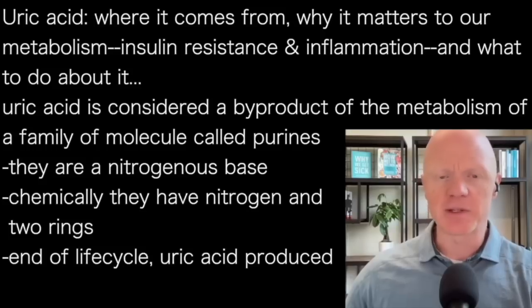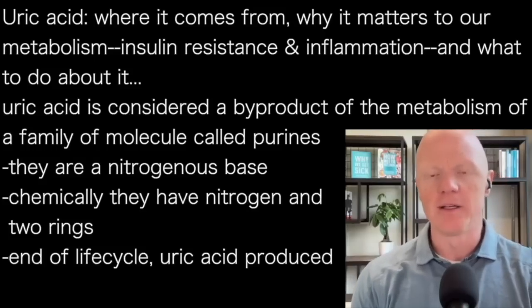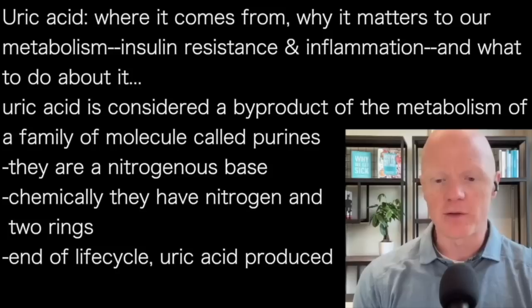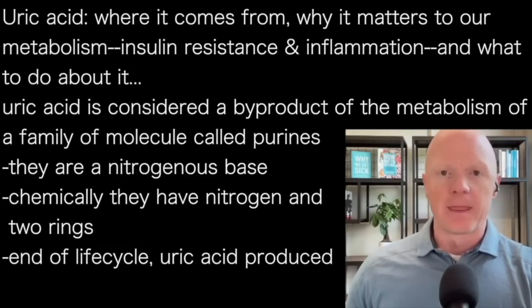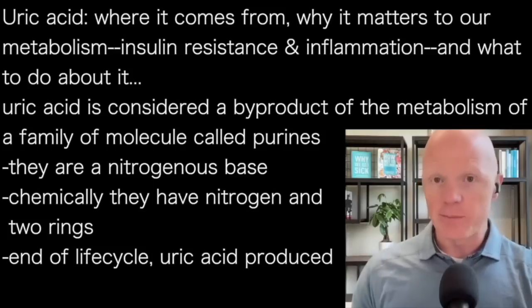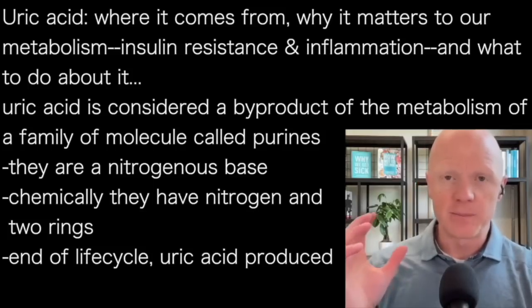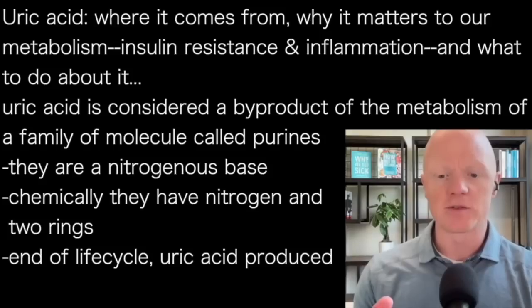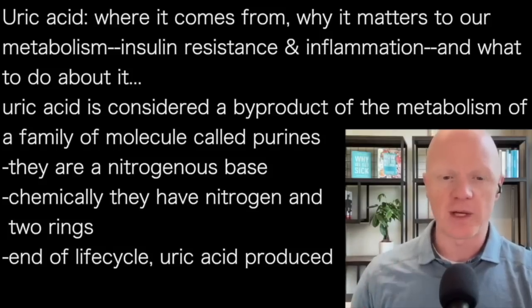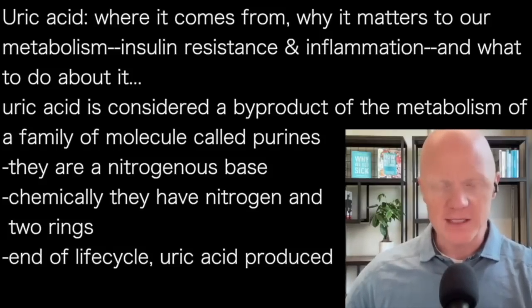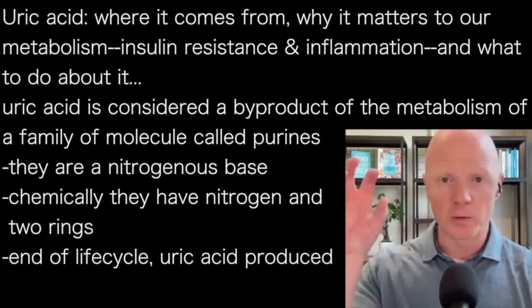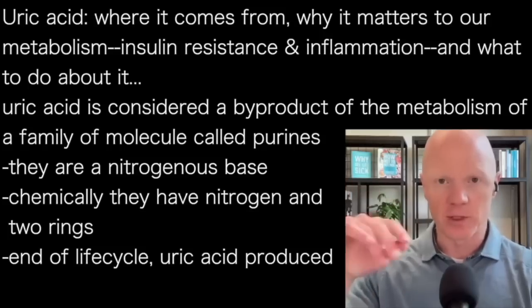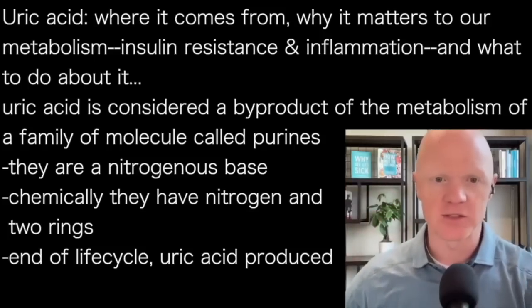Uric acid is generally simply considered a byproduct of the metabolism of a molecule called purines. Now, purines, this is some kind of deep biochemistry here, but the purines as a family of molecules are sometimes referred to as a nitrogenous base. So they have some of the chemistry that gives them a nitrogen, and they have what's called two rings, two chemical rings. You can imagine this complex structure.